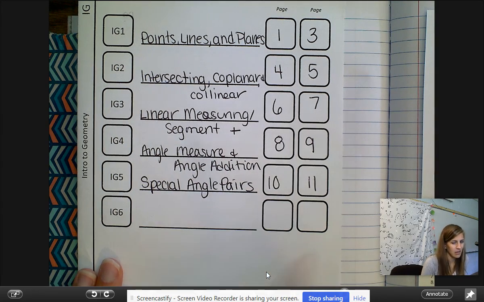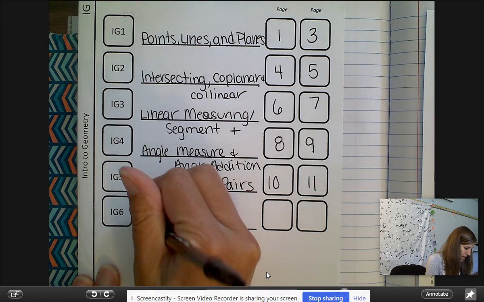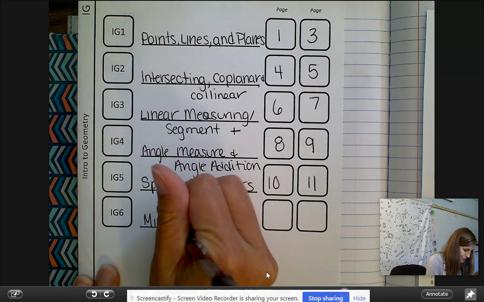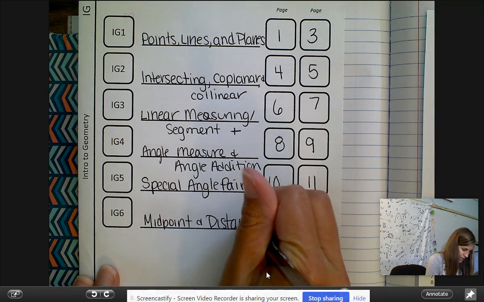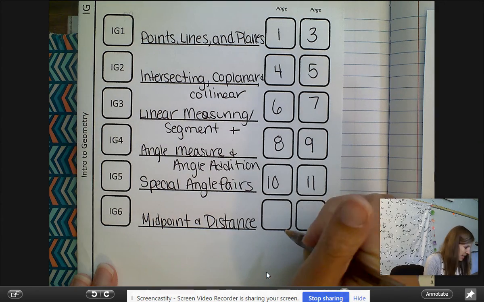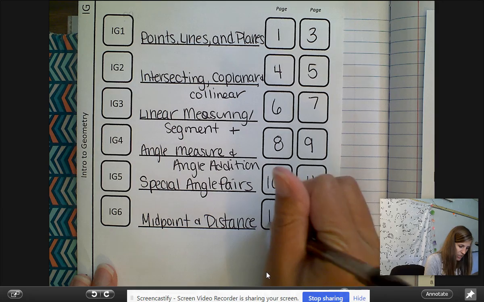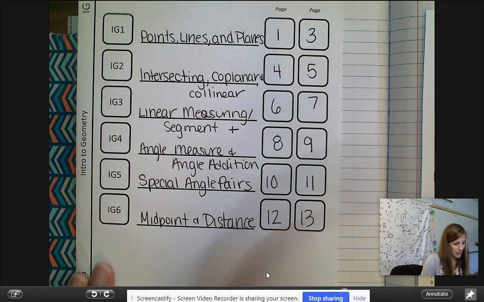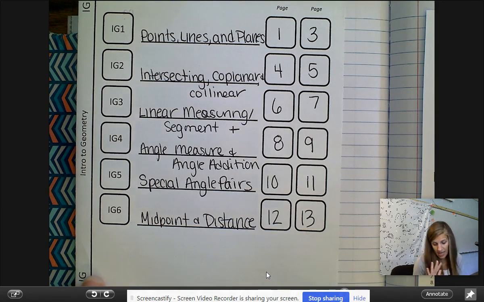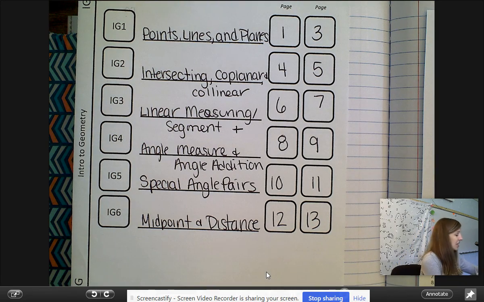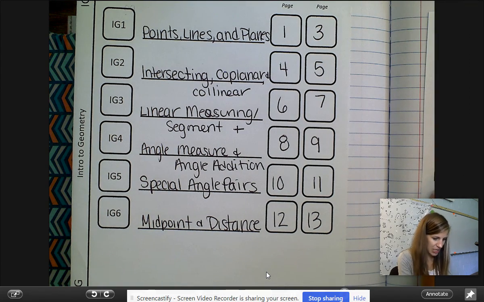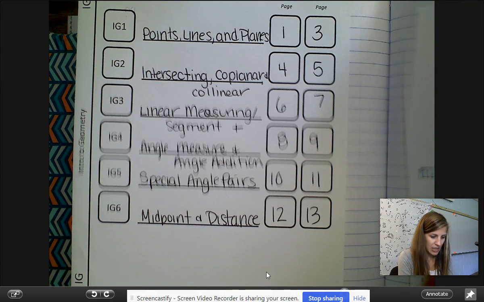Oh, again, I need an editor. It's so bad. So we're going to put midpoint and distance on pages 12 and 13. And then we're going to have to add another one, not today, but later this week. We'll add one more, and then we'll talk about taking a test. Okay, so we'll turn to pages 12 and 13.